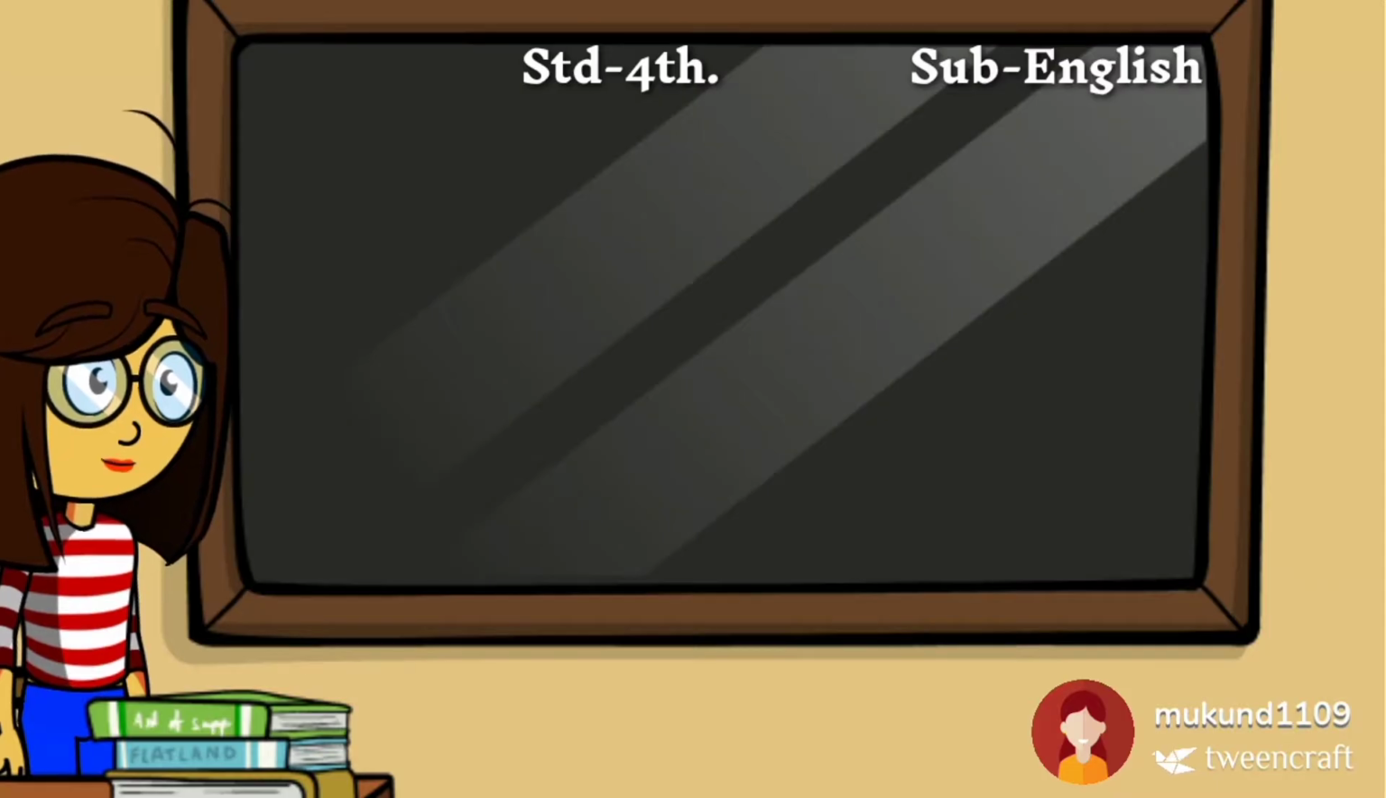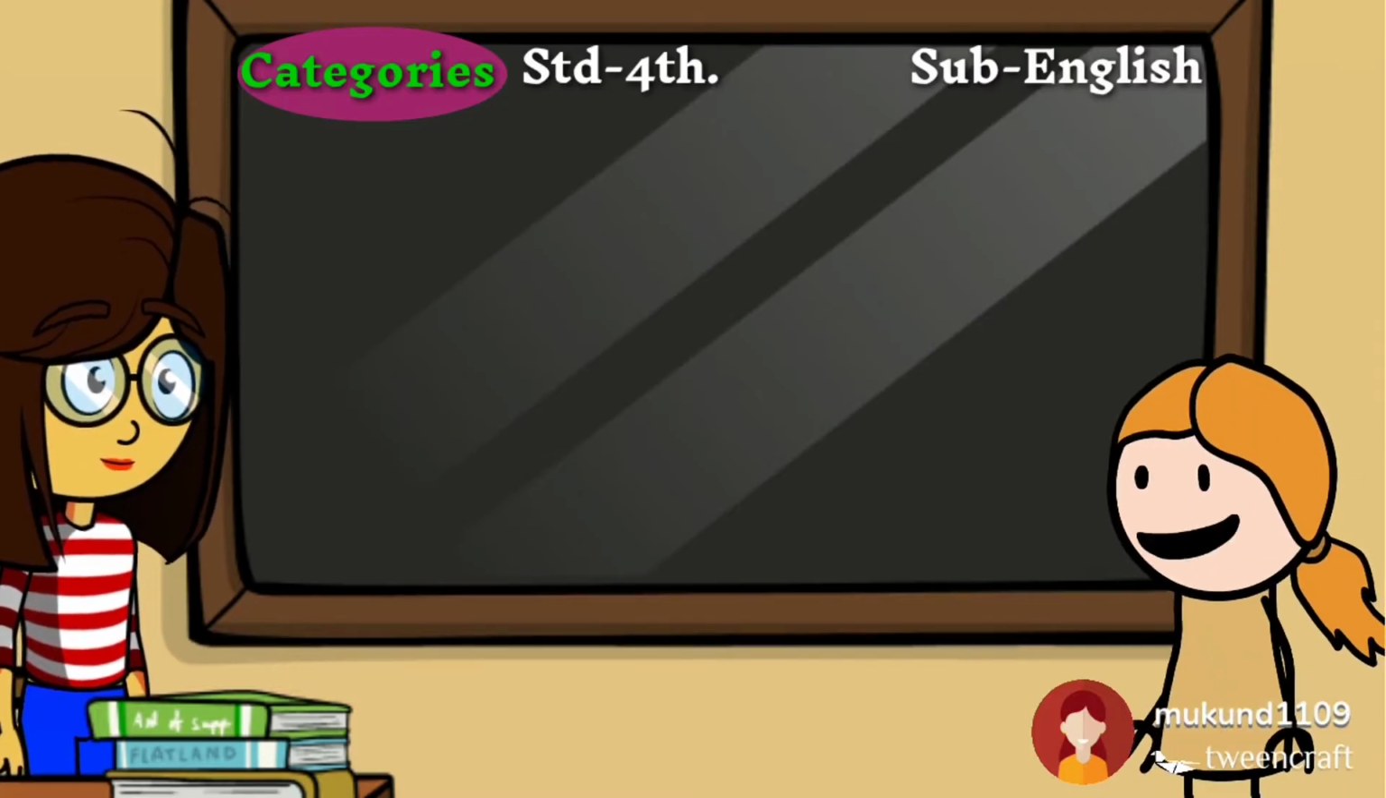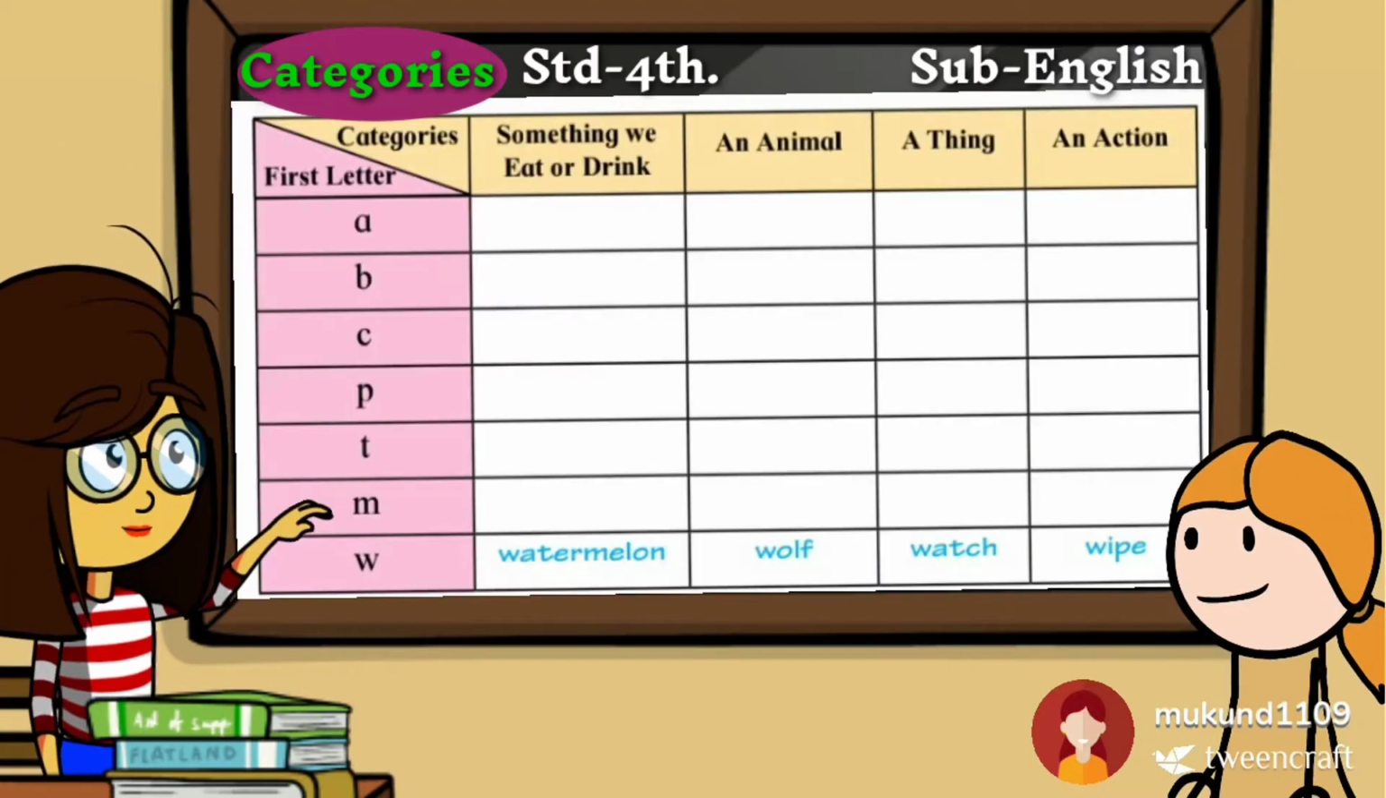Students, today we learn 4th standard English subject. Now we learn categories. Ria, come here. Yes, teacher. Ria, find words to complete the chart and write them in the proper place. Okay, teacher. In this column, first letter is given A, B, C, P, T, M and W.